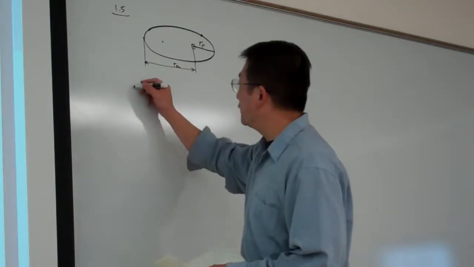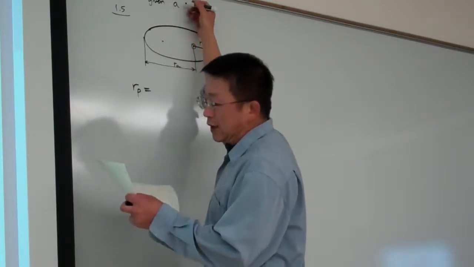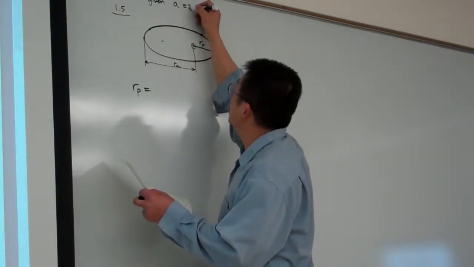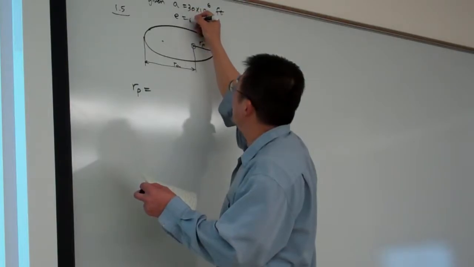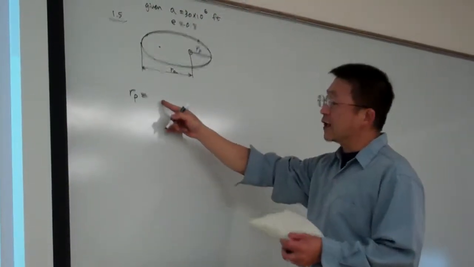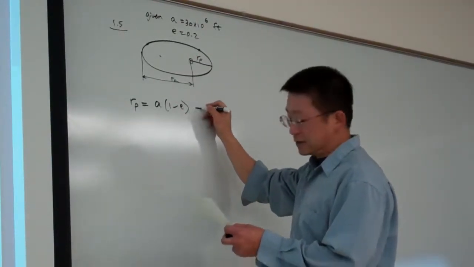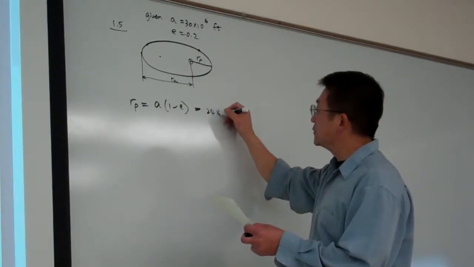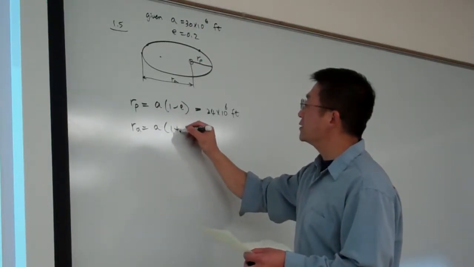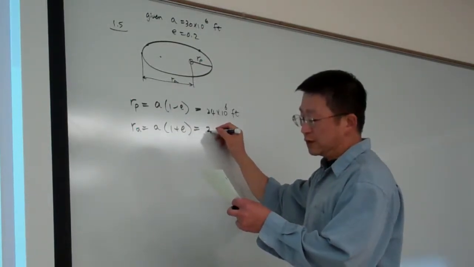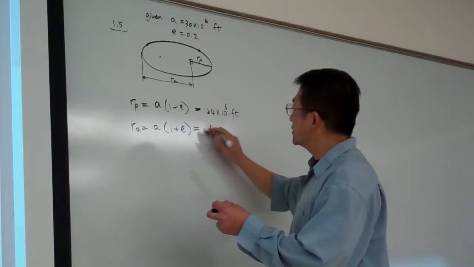So from here we have RP, because here we are given A equal to 30 times 10 to the 6 feet, and E equal to 0.2. So from here we can calculate, again pull up the tables, and here let me directly copy from the tables: RP equals A times 1 minus E. Okay. So that is 24 times 10 to the 6 feet, and RA equals A times 1 plus E, and that one equals 36.